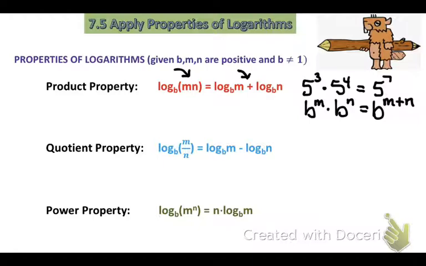Our quotient property, so now we have m divided by n. When dividing with the same base, we're going to subtract exponents. So that's why we have subtraction here. And finally, we have our power property. You're putting the power in front and multiplying. So here we have our power n, and it ends up in the front. And then we just have our log base b of m.